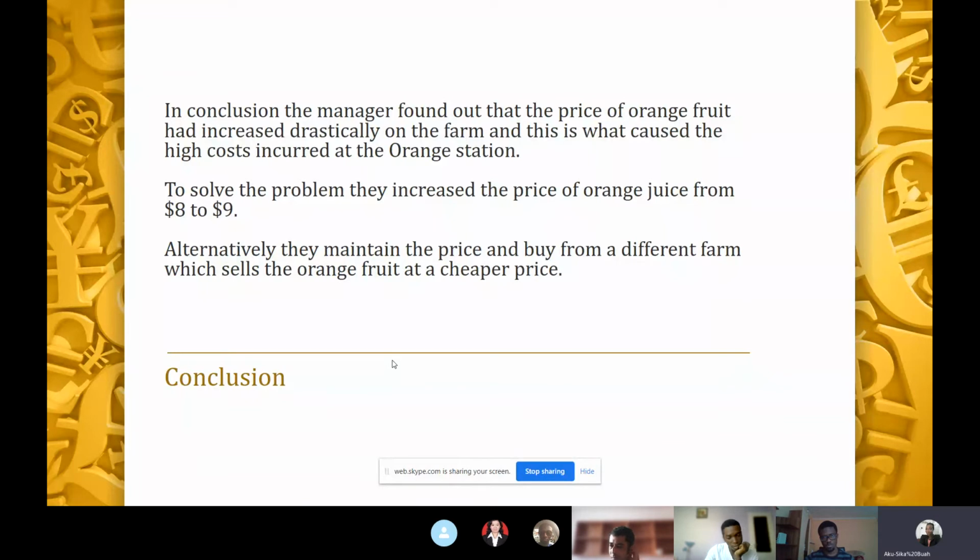Because if you increase the price to 9, then it means that the price of your products will be higher than the price of other products, and then demand will reduce, demand will fall, and then that might also bring the company to shut down. So the general manager finally decides to maintain the price and then buy the orange fruit, which is the raw material, from a new farmer who sells it at a relatively cheaper price.